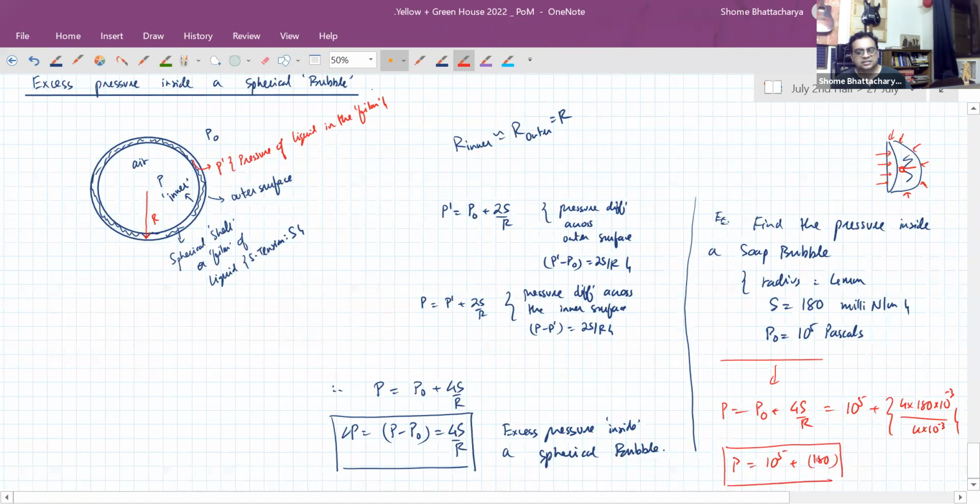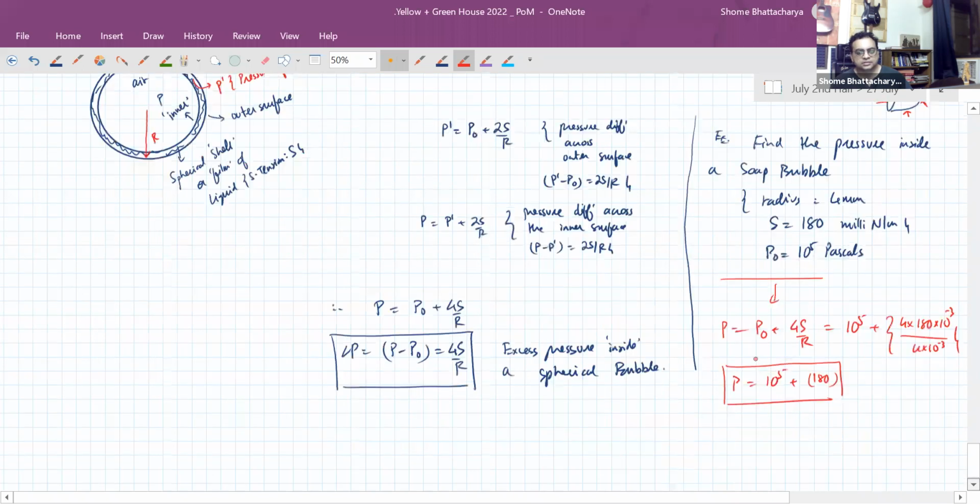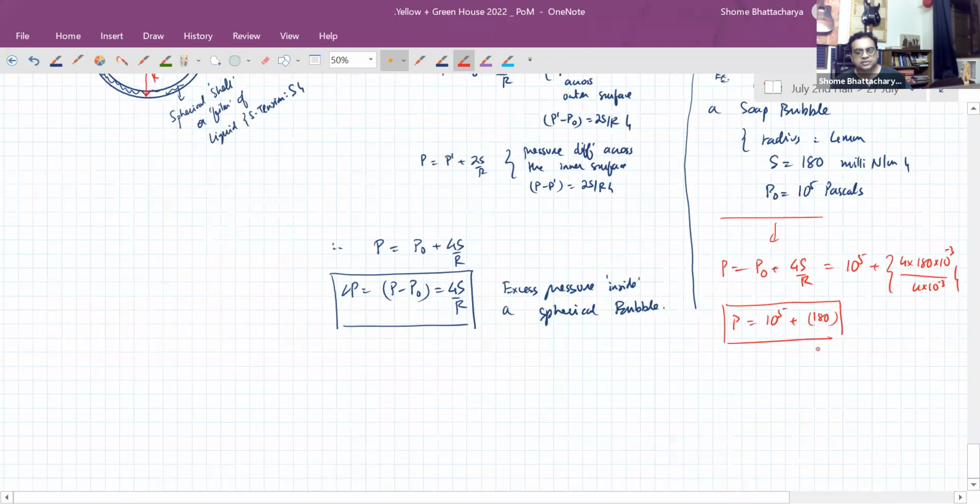So the pressure inside is larger than the atmospheric pressure by just 180 pascals. So 180 you can see is 0.0018 into 10 raised power 5. So it becomes 1.0018 into 10 raised power 5 pascals. That's the internal pressure.